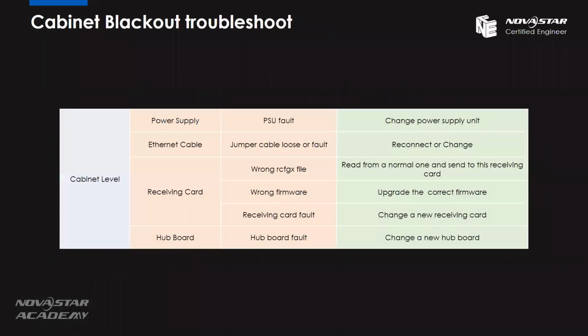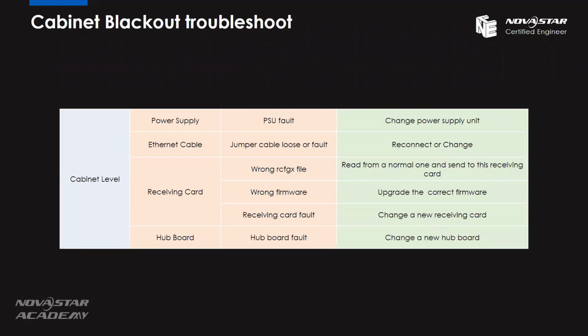Okay. And for the second question, if we have a cabinet blackout, these could be the possible reasons. So the potential cause could be the power supply, right? So we may need to change the power supply unit and the Ethernet cable, and you mentioned that. So maybe it could be a jumper cable that is loose or faulty. And for the receiving card side, they may have some other details we need to troubleshoot. Maybe it's a wrong RCFG file, or maybe it's a wrong firmware, or maybe it's a receiving card hardware fault. So we're just doing the right thing to correct it.